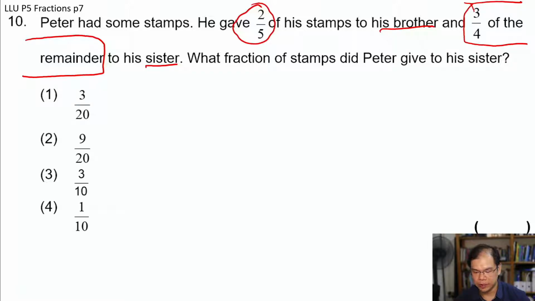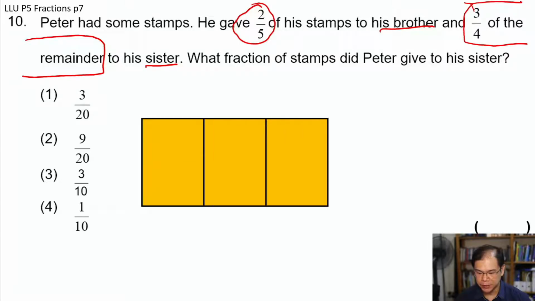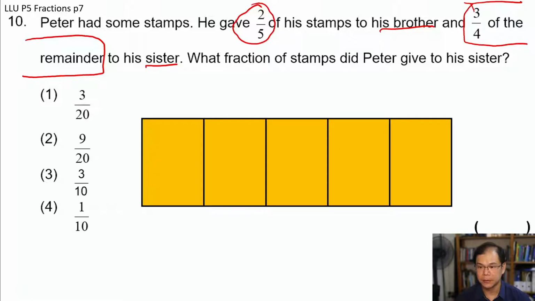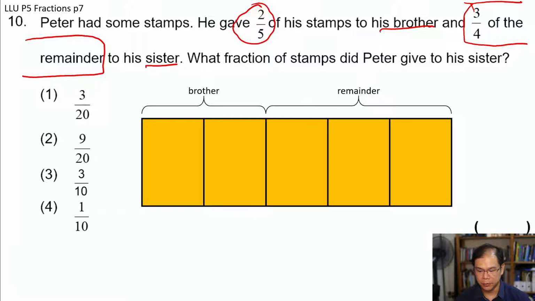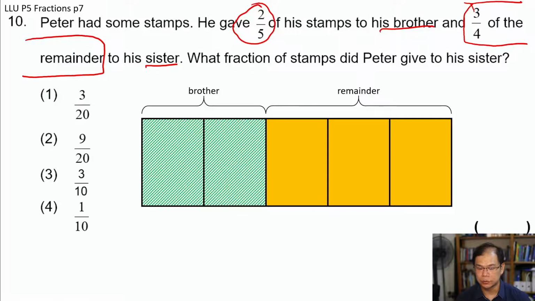Okay, what fraction of stamps did Peter give to his sister? So I'm going to use the same strategy. I'm going to draw 5 big units. Alright, and 2 out of the 5 big units goes to the brother. Right, and the 3 big units are the remainder, isn't it? So 2 of the 5 big units goes to the brother.